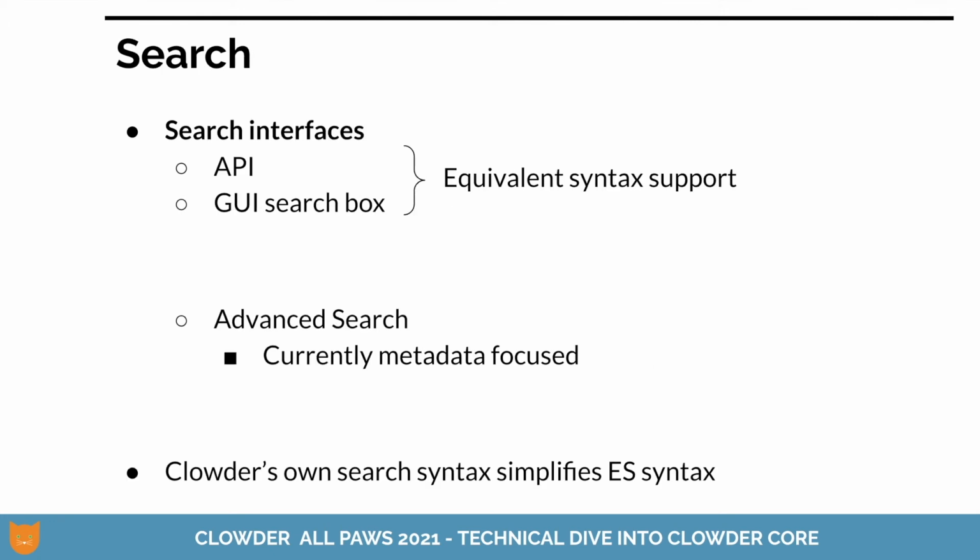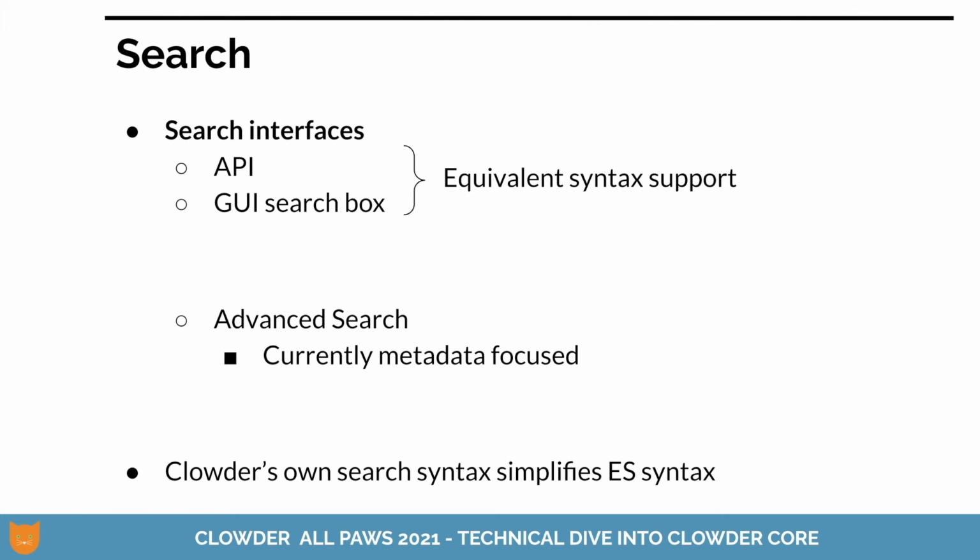When it comes to searching through metadata, I'm going to talk a little bit about how we have our Elasticsearch configured. There are a few different ways to search in Clowder. You can search through the API, or you can search the GUI search box that's in the top right corner of the web page, and those are equivalent. They use the same code in the back end, and you can use the same syntax that we'll see in a moment for those. There's also an advanced search interface that's currently metadata focused.